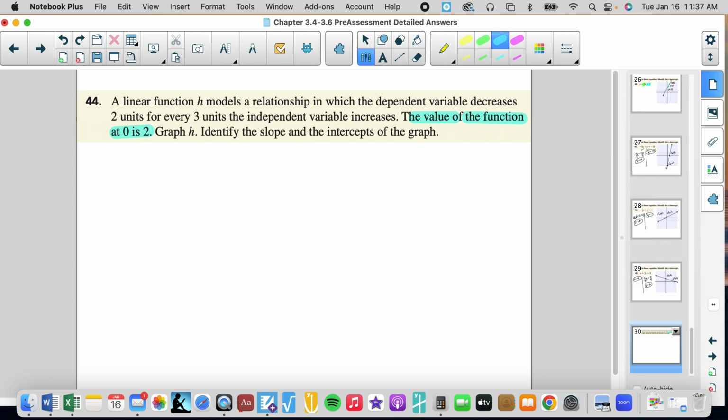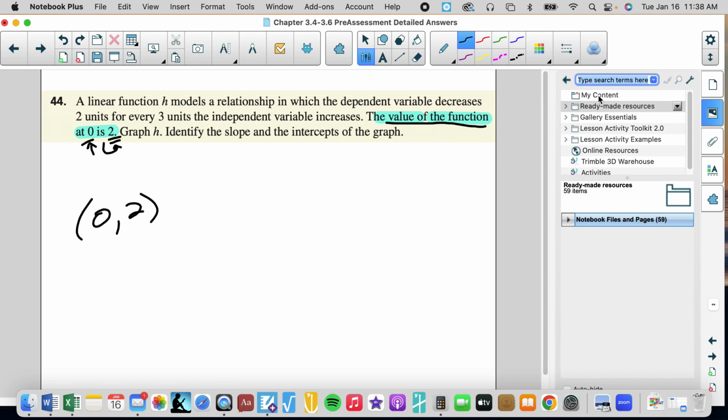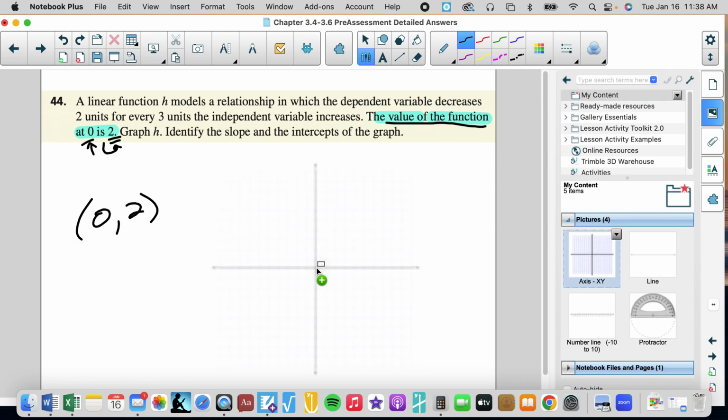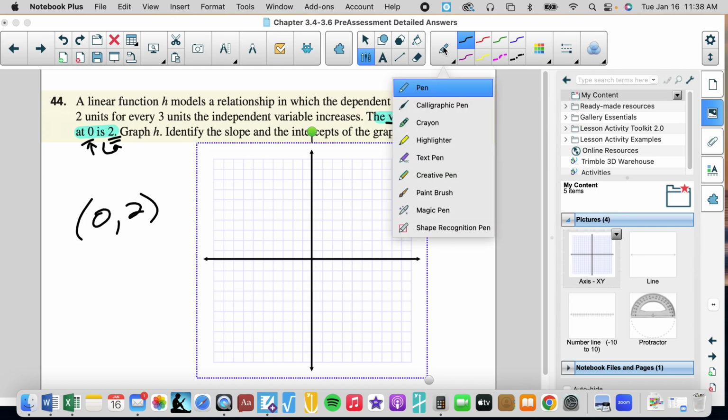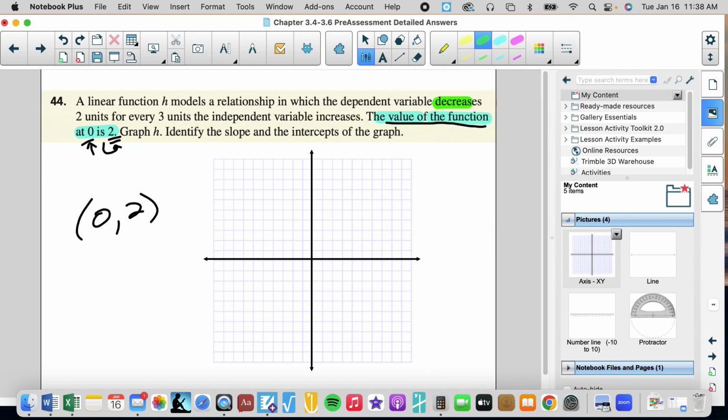The value of the function at 0, so the function equals the value of the function. The value of the function is 2. Now I'm going to say 0, 2. So I'm going to say this is the input, this is the output. So when x is 0, the output is 2. And so we have a point, and we know that the slope is going to decrease. Let's make that point first. The value of the function, 0, 2.